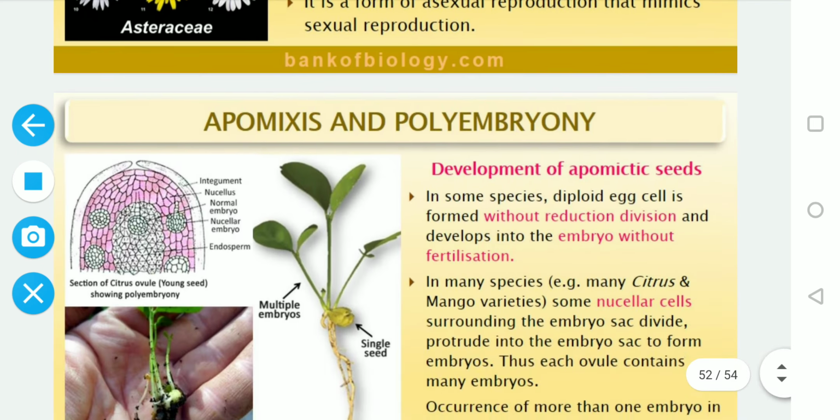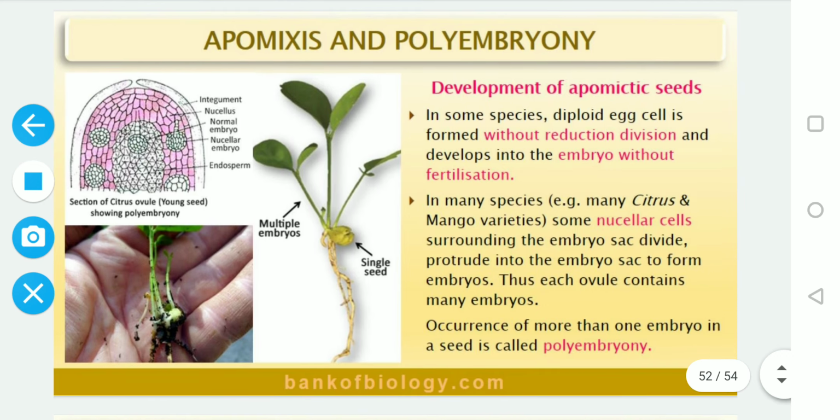And the last one is polyembryony. Before that, let me explain briefly the development of the apomictic seeds. In some species, what will happen? The diploid egg cell is formed without reduction division. Generally, during sexual reproduction, the cell should get divided, and the diploid gets converted to haploid, right?